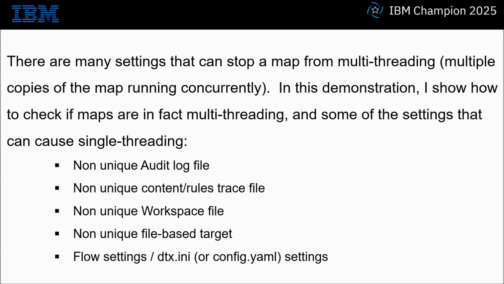There are many settings that can stop a map from multi-threading, i.e. multiple copies of the same map running concurrently. In this demonstration, I show how to check if maps are in fact multi-threading, and some of the settings that can cause single threading, such as non-unique audit log, non-unique content rules trace, non-unique workspace file, non-unique file-based targets, and then of course the flow settings or the dtx.ini or config.yaml settings.